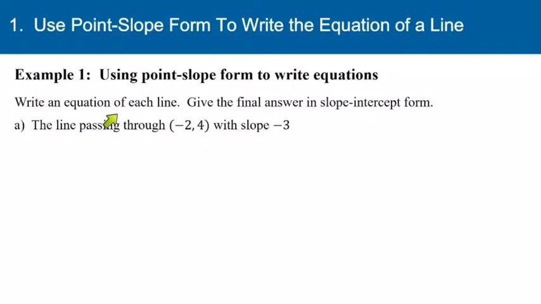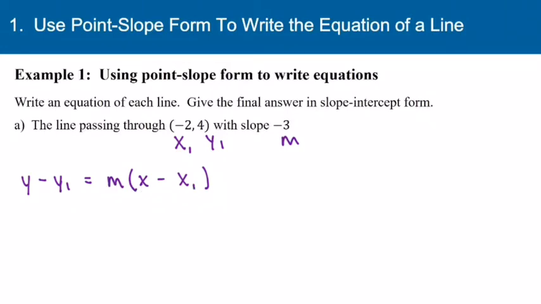So this says write an equation of each line, give the final answer in slope-intercept form. So at the end, for this problem, we will want to solve for y. And what I want you to remember is that every time the instructions say write the equation of a line, you can always start with the point-slope form. So here we have x1 and y1, and of course m. And now let's remember what the point-slope form looks like. y minus y sub 1 equals m times x minus x sub 1.